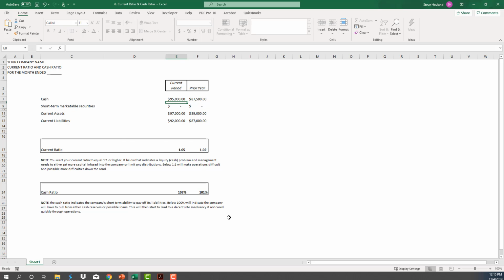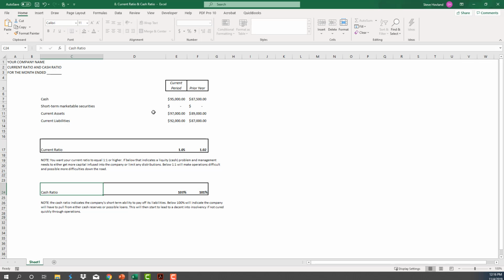And again, remember, these are higher level ratios. We're going to get into more detailed ones soon, but these are the top level ones that you look at to get an idea as to, okay, am I going in the right direction? And again, this cash ratio, banks like to look at this, so keep that in mind.